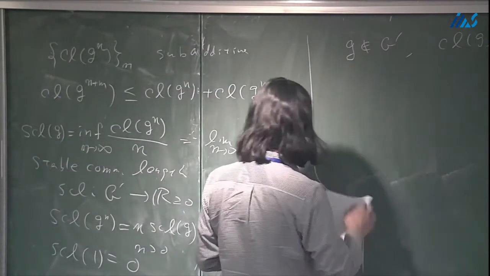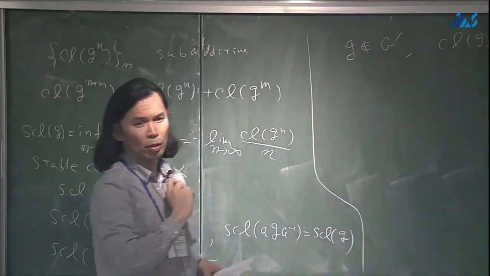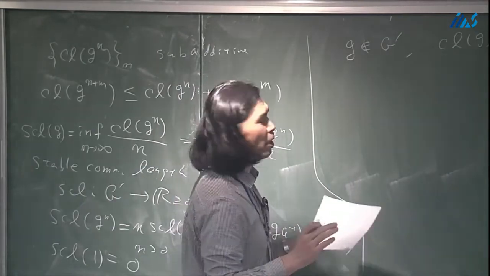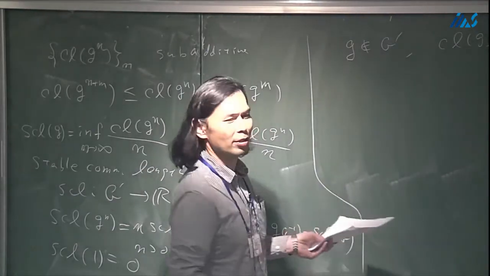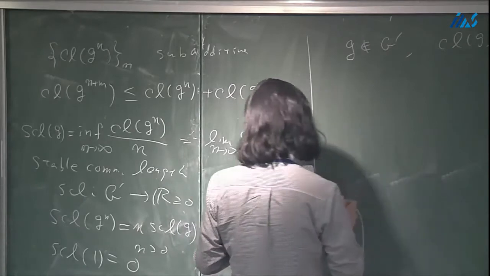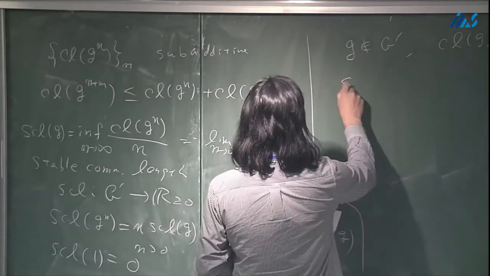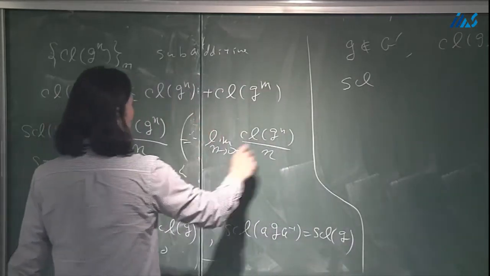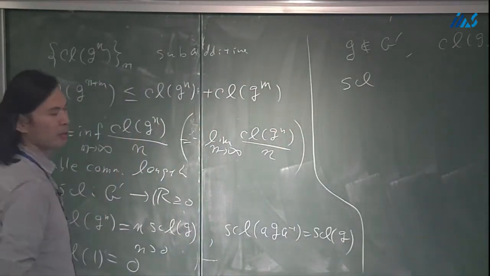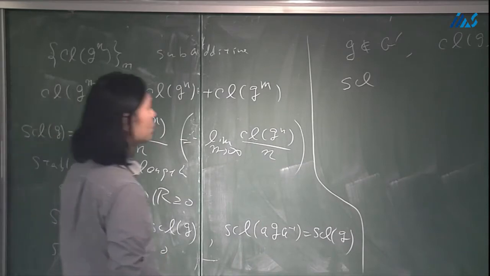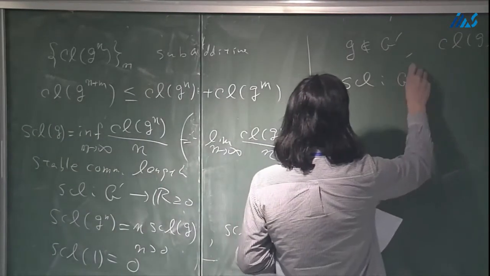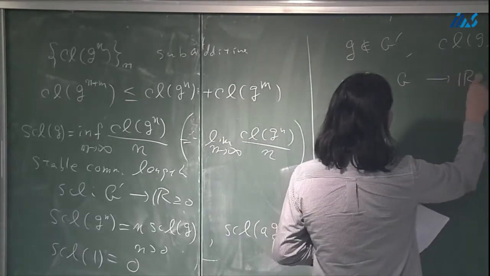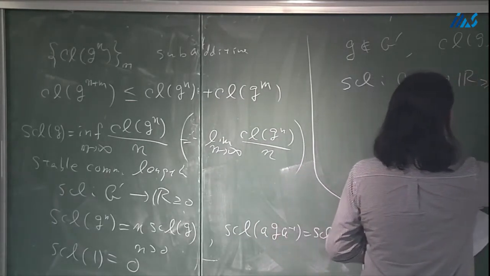And then, using this definition, you define stable commutator length. That's why I wrote inf, not limit. So let's use this inf definition. Then this becomes a function on the entire G to the non-negative numbers, and maybe infinite.